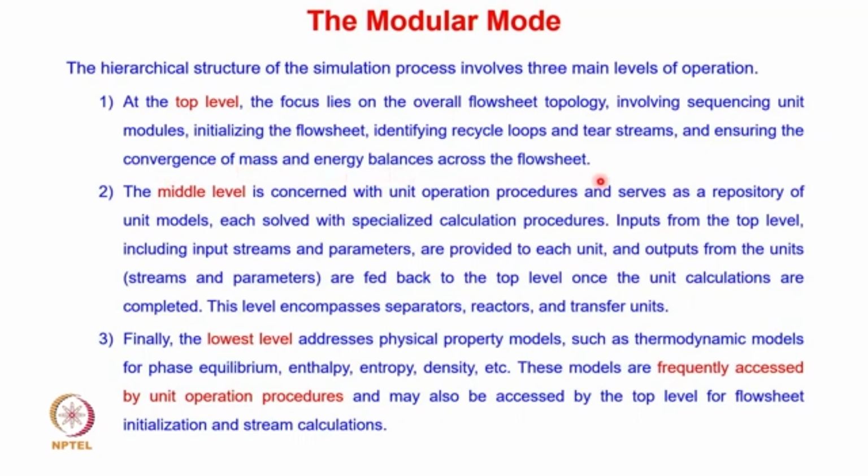Okay, so this is what happens at the top level. At the top level, we are performing these iterations to match the energy balance and the mass balance in the flow sheet. What happens in the middle level?